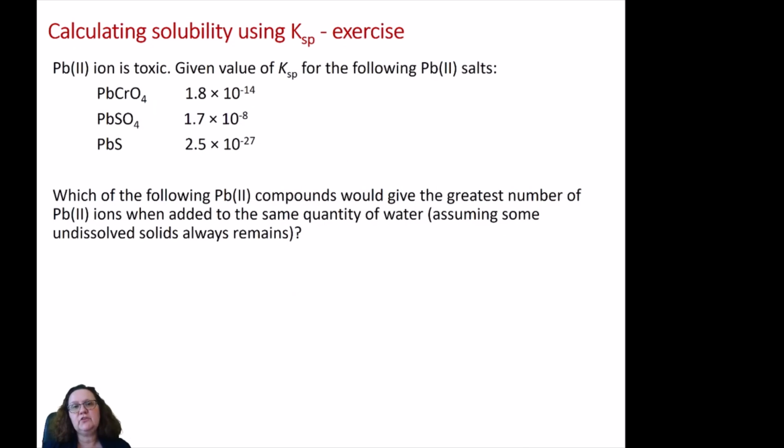Another little exercise related to solubility product constants. If you look at these three salts from lead 2, lead chromate, lead sulfate, and lead sulfide, and you've got the three different KSP values, one for each salt, which of those three compounds would give the greatest number of lead ions dissolving in water, assuming that you're always adding it to the same volume of water so they can be compared? Stop the video now, please.